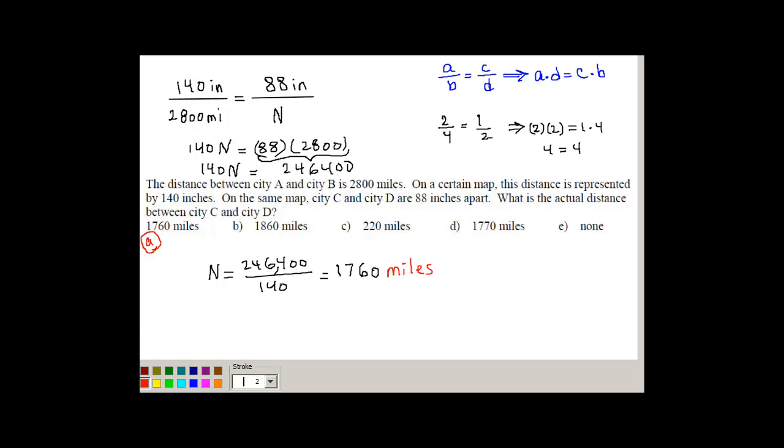So this was a typical example of proportion, how to set up the word problem using the proportion.